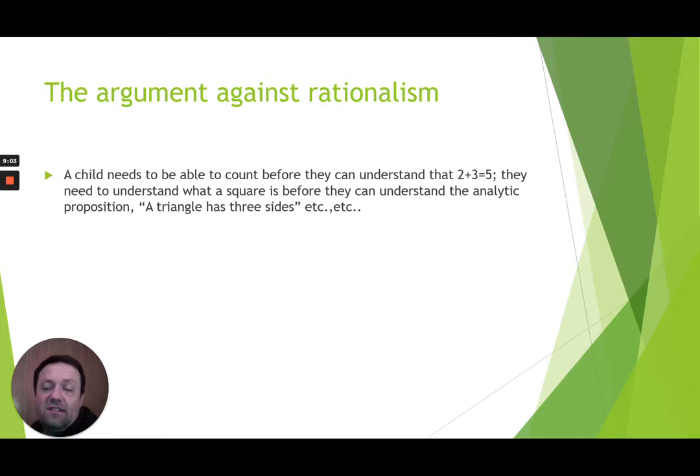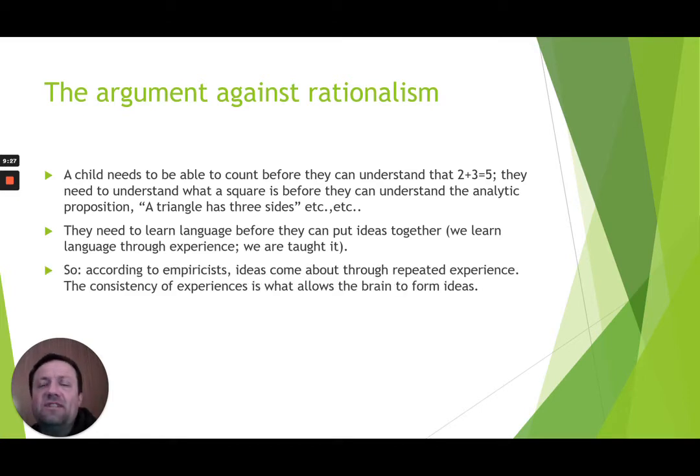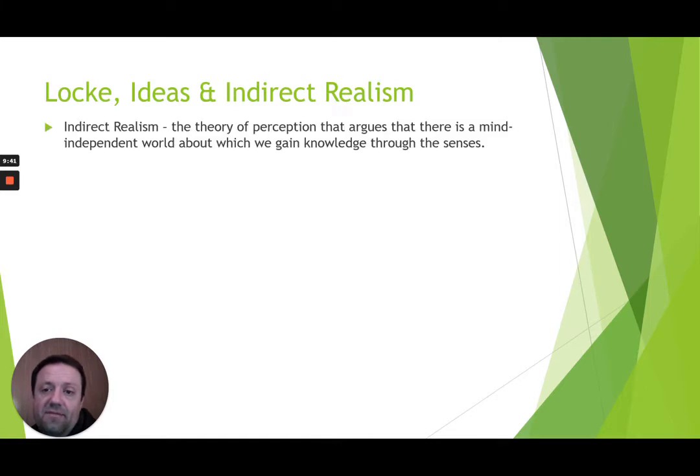Now, going back to this argument against rationalism, or against the idea, for example, that we have innate ideas, a child needs to be able to count before they can understand that 2 + 3 = 5. And they need to understand what a square is before they can understand the analytic proposition a triangle has 3 sides. They need to learn language before they can put ideas together. All right, we learn language through experience, Locke thinks. We are taught it. Okay, so again, this is not something that is innate in us. So, according to empiricists, ideas come about through repeated experience, and the consistency of our experiences is what allows the brain to form ideas. All right.